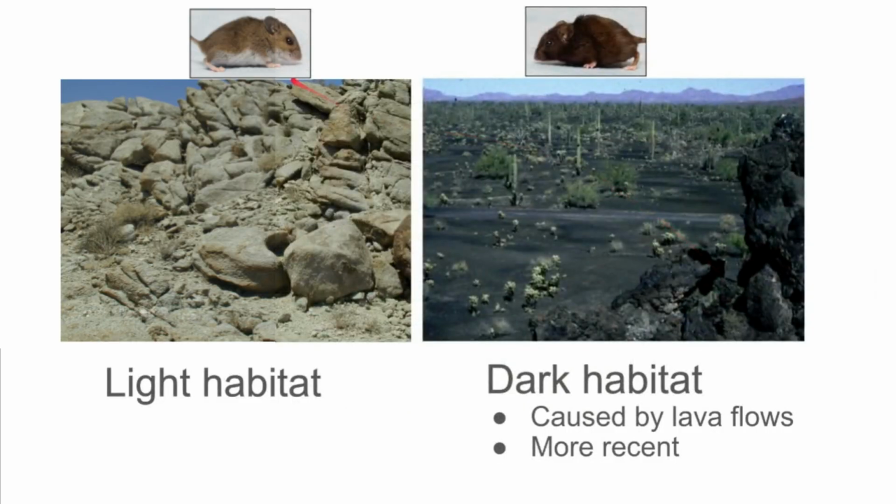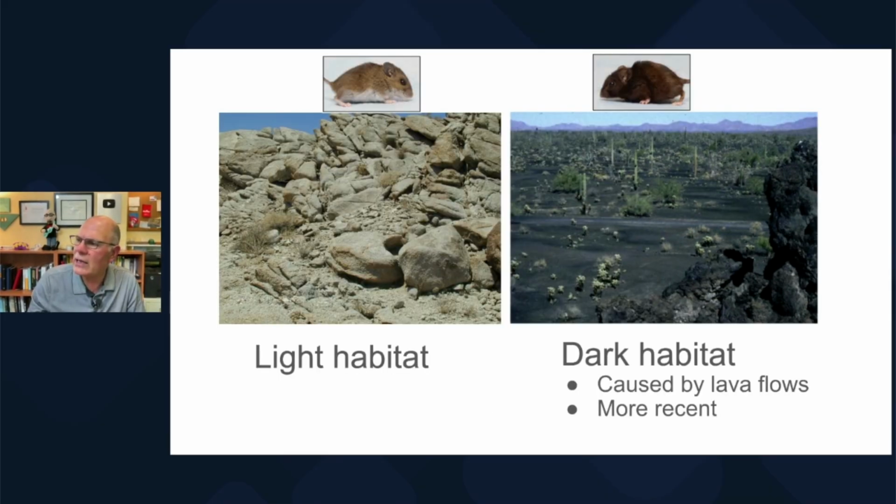The light form is found predominantly in light-colored habitats, whereas the dark form is found on darker habitats. Now, what you need to know a little bit about is the geology. And the geology is that these regions are dark because of lava that relatively recently flowed into these areas. You can see that here are these extensive areas with lava flows.